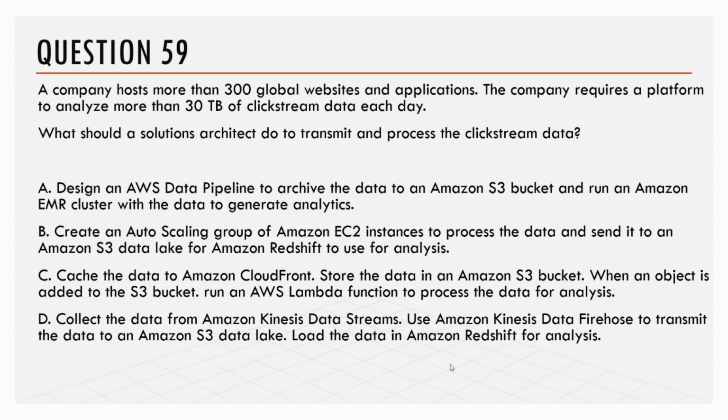Design an AWS Data Pipeline to archive the data to an Amazon S3 bucket and run an Amazon EMR cluster with the data to generate analytics. Option B. Create an Auto Scaling group of Amazon EC2 instances to process the data and send it to an Amazon S3 data lake for Amazon Redshift to use for analysis. Option C. Cache the data to Amazon CloudFront, store the data in an Amazon S3 bucket. When an object is added to the S3 bucket, run an AWS Lambda function to process the data for analysis.